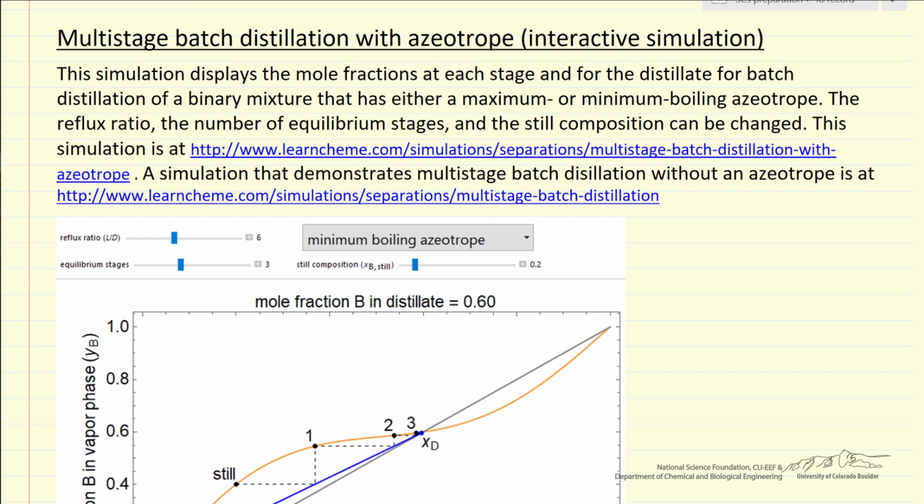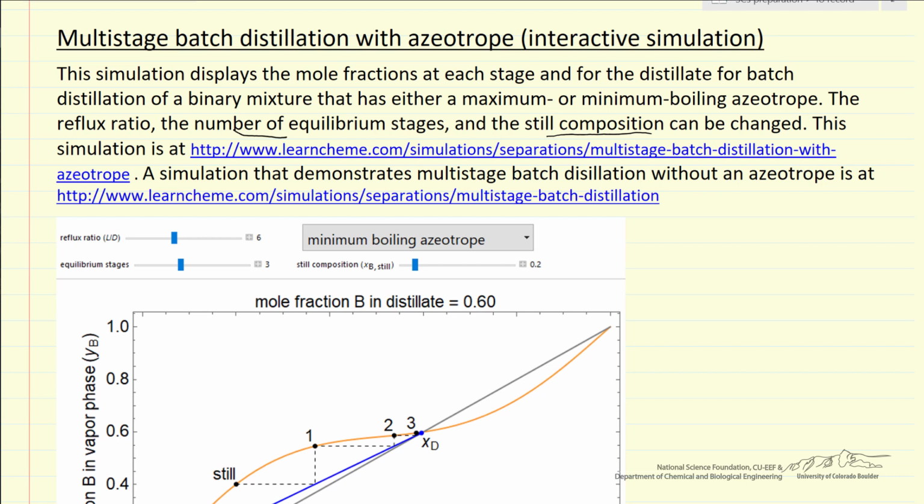I'm going to describe a simulation that models batch distillation for the case where we have an azeotrope. The simulation allows us to change the reflux ratio, the number of equilibrium stages, and the composition of the still. So you can look at this simulation as just a snapshot in time, because in a batch distillation, of course, the still concentration is continuously changing.